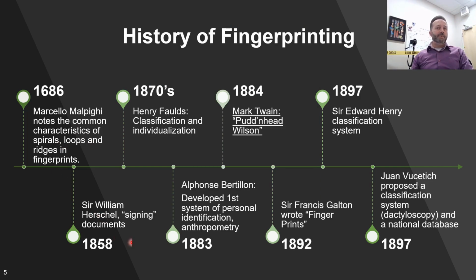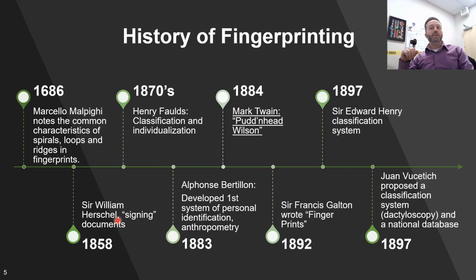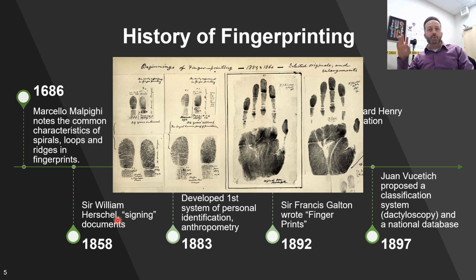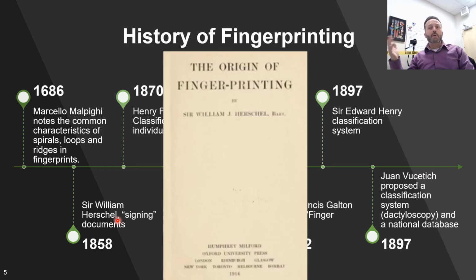In 1858, Sir William Herschel, who worked as a British civil servant in India in the 19th century, was one of the first people in the modern history who has realized the potential application of the fingerprints for the identification purpose. He actually requested the local population in India to sign the documents with their fingerprints. Herschel also made a variety of experiments and soon realized that a person's fingerprints do not change over time. In 1916, 1 year before he died, he published his work entitled The Origin of Fingerprinting.